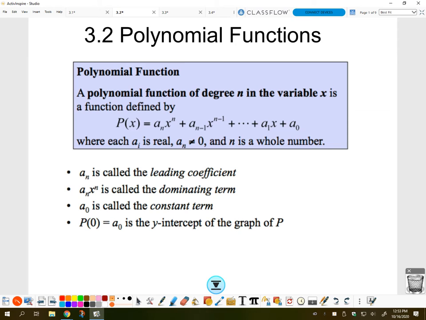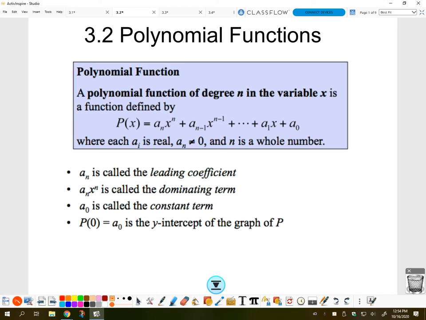So things that we have to remember is that all of the a's are real. A sub n cannot be 0, and n must be a whole number. So basically it boils down to, this is the leading coefficient, provided you're in standard form. The first number is the leading coefficient. The dominating term is the first term, again, when you're in standard form, so the term with the biggest exponent. A sub 0 is the constant term because it doesn't have a variable. P of 0 is the y-intercept. So that constant will be your y-intercept.